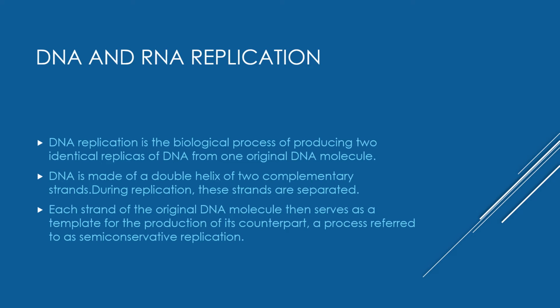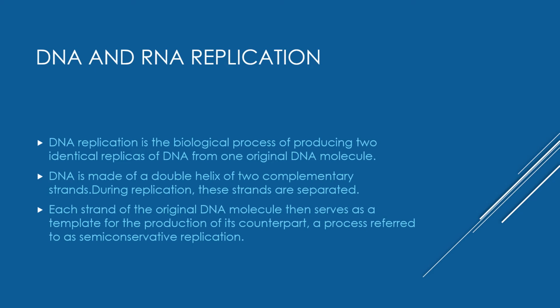First, we will study about DNA replication. DNA replication is a biological process of producing two identical replicas of DNA from one original DNA molecule. It means reproducing, like in other organisms, like cell division and other. Like in DNA, the two strands separate from each other to form two different DNA molecules afterwards when they grow. So DNA is made up of a double helix of two complementary strands.